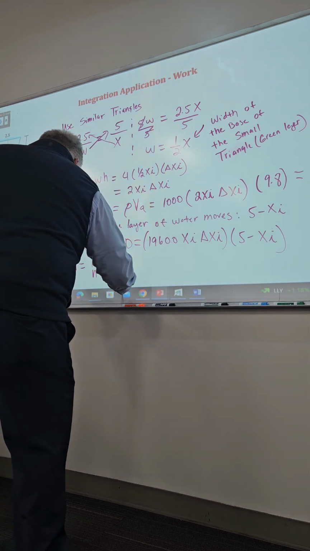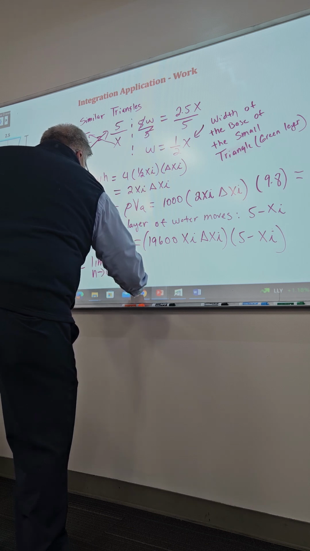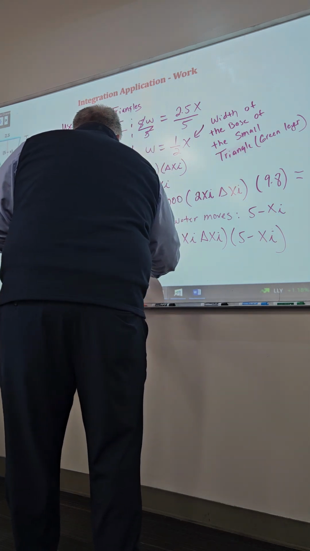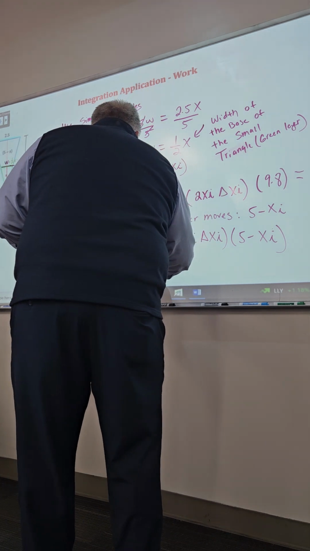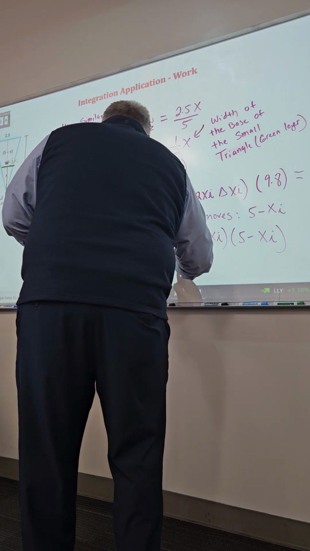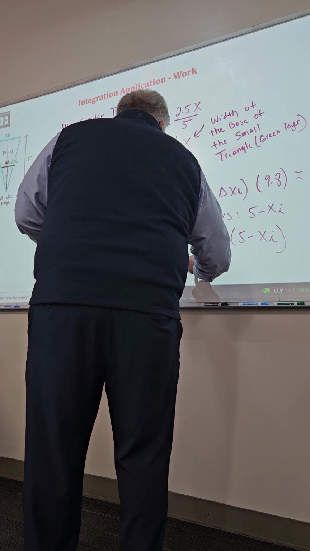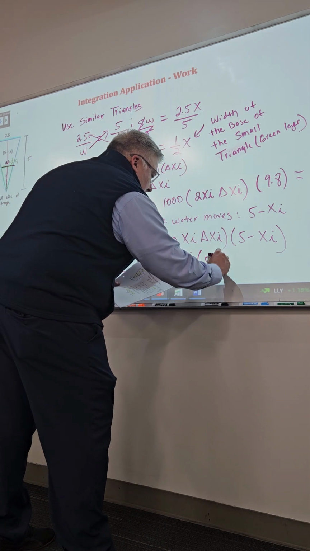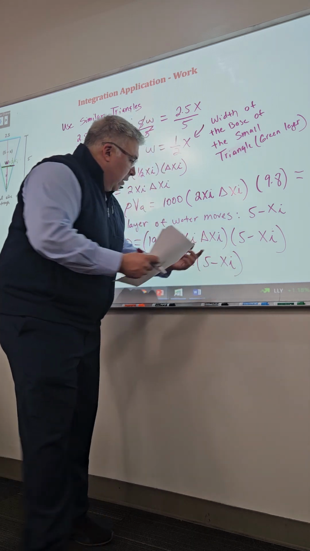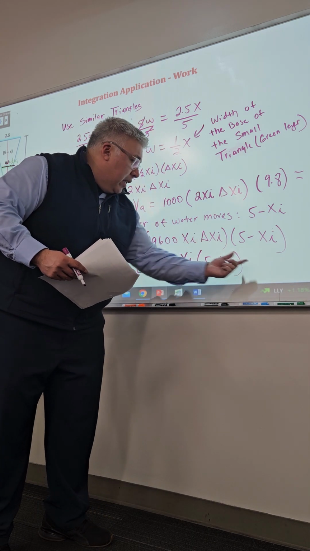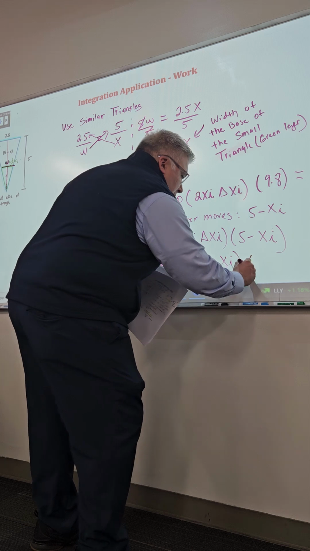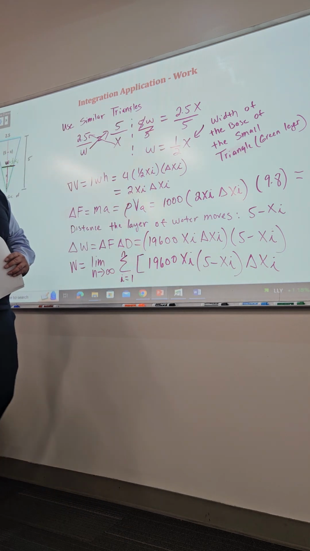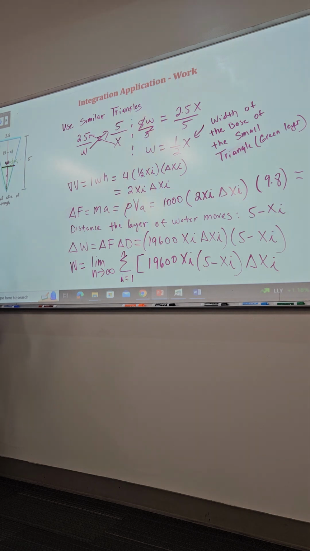The summation of i equals 1 to n, from the first layer to the nth layer, of this work here is going to be 19,600 x sub i, that's the force, times the distance, 5 minus x sub i. Watch what I do here. That delta x sub i, I'm going to move it to the end here, because we know that's going to become our dx when we take the integral. You see where this is going?